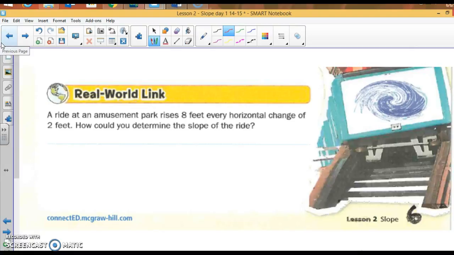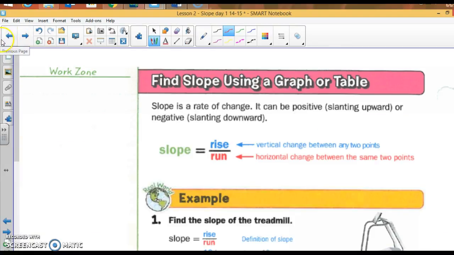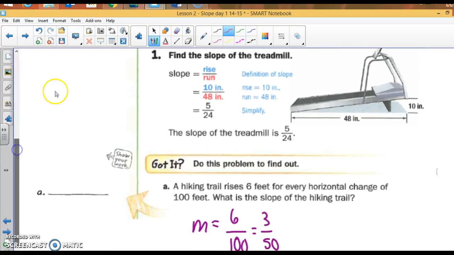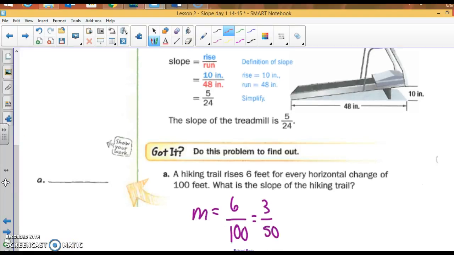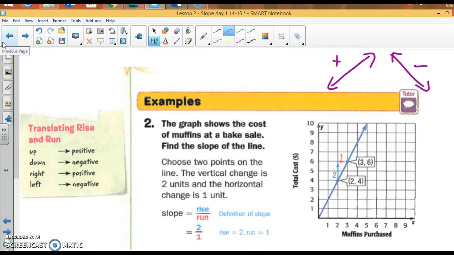So, if I am looking for the slope from a diagram, we are always going to use rise over run. So, what's the rise here? The rise is 10, the run is 48. So our slope will be 10 over 48, which is 5/4. Look at this example. A hiking trail rises 6 feet for every horizontal change of 100 feet. So what's the slope? Rise is 6 over run 100, which reduces to 3/50. Always leave your slope written as a fraction, even if it's an improper fraction.